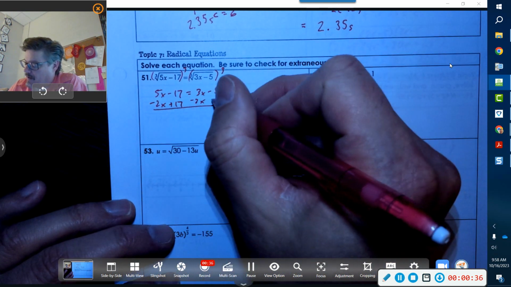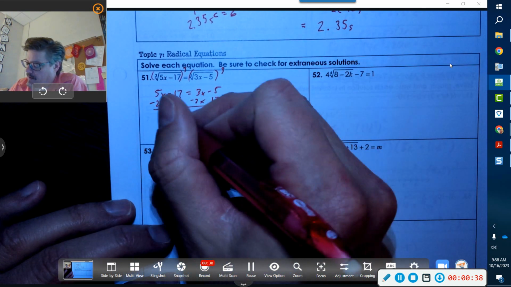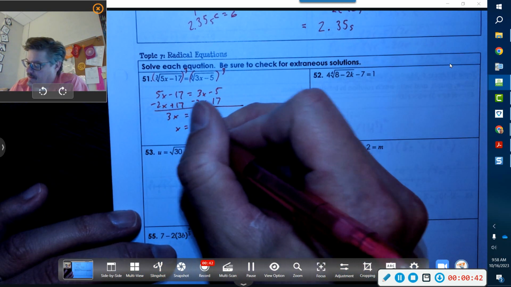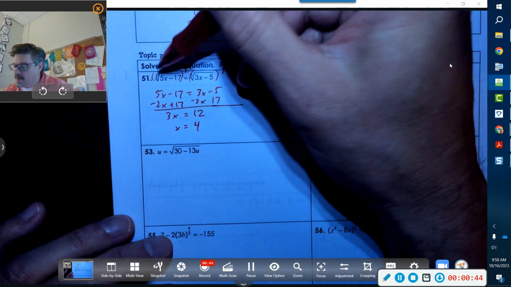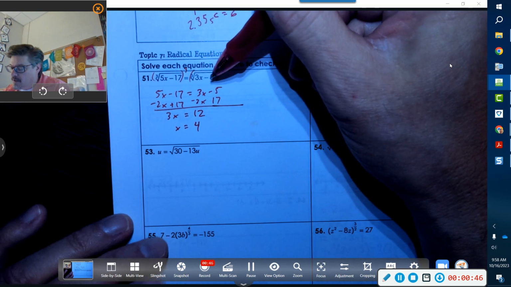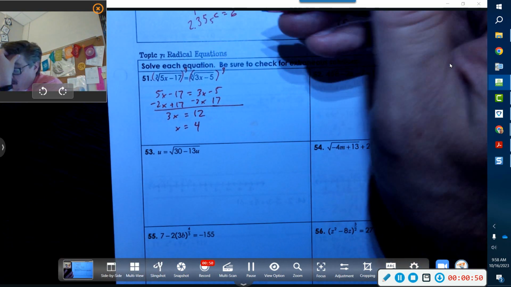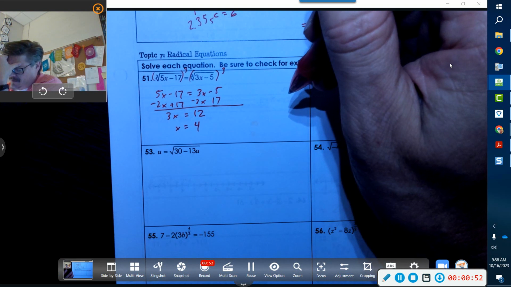Make this guy go over there. Now we get 3x equals 12, and x has to equal 4. Let's double check. Radical 4 is 20. Is that right? Did I just mess up? I'm trying to go too fast.